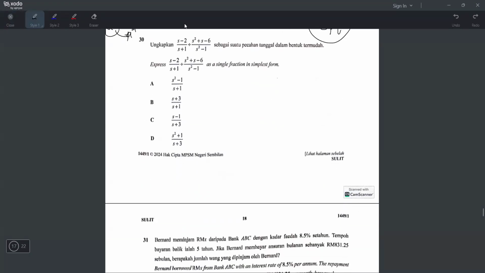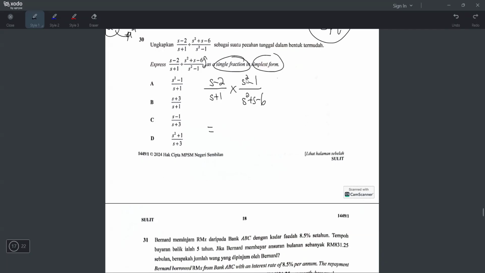Okay, number 30. S minus 2, S plus 1, divide this whole thing, express as a single fraction. Okay, if it's fraction divide fraction, you can change the divide to times. But when you change to times, you have to flip this. So it becomes s square minus 1 and then s square plus s minus 6. But this is not the answer yet, because if you want to express in simplest form, you still have to simplify.